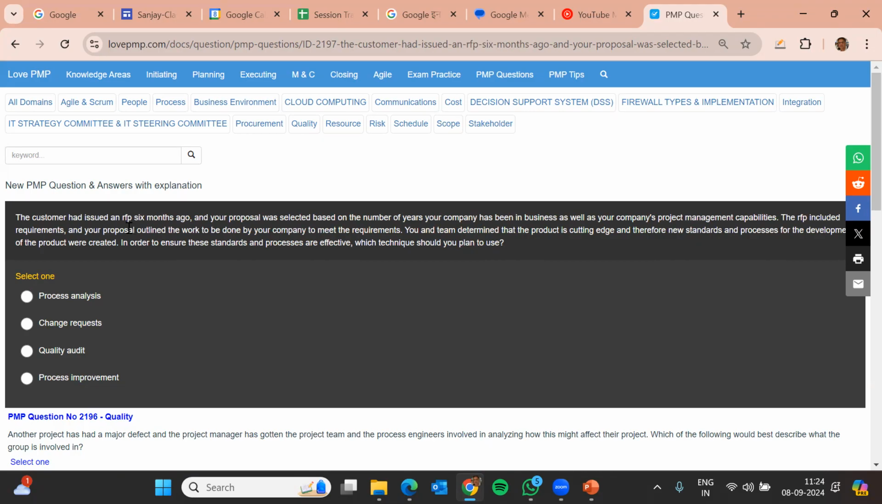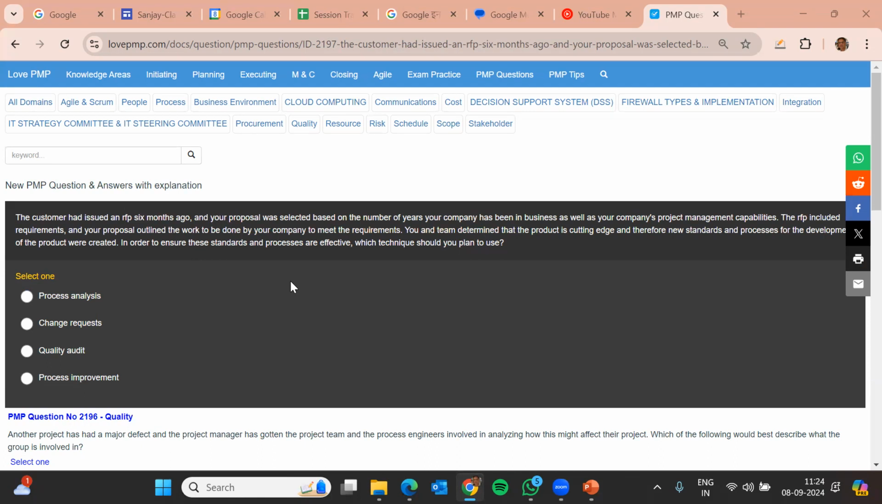Customer had issued an RFP. This is called a request for proposal. Request for proposal, for the people who, this is all covered in the procurement chapter, so the word will be known to you. Six months ago, so long.